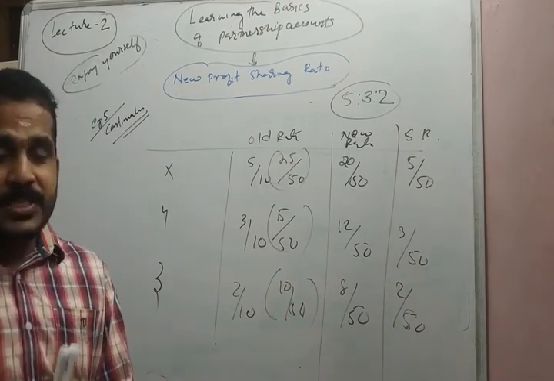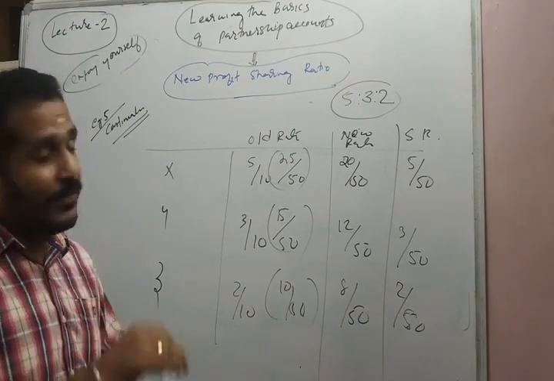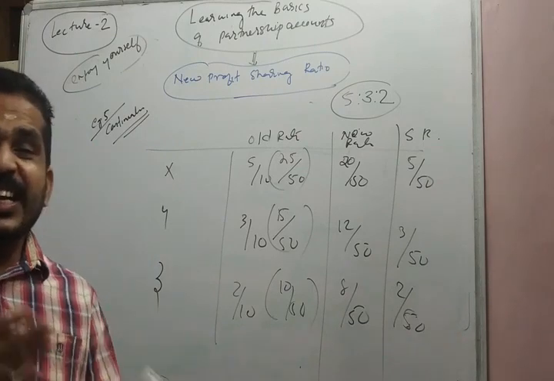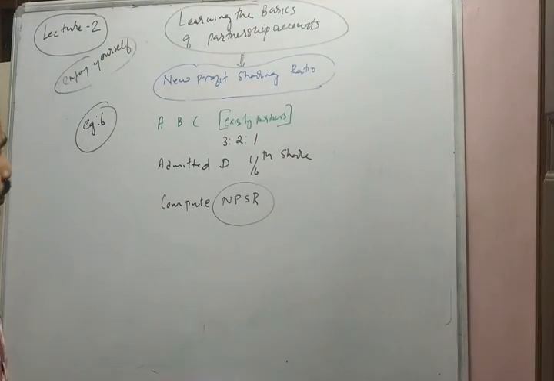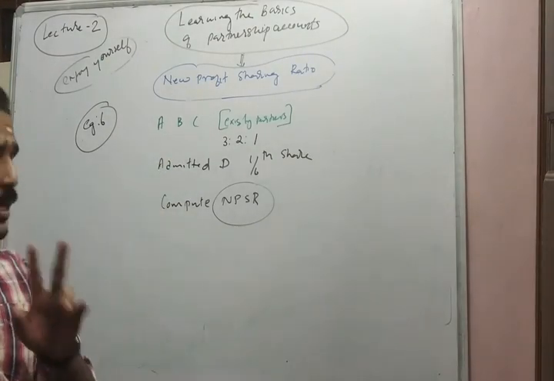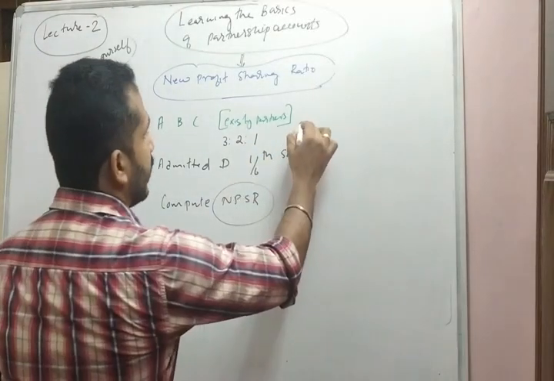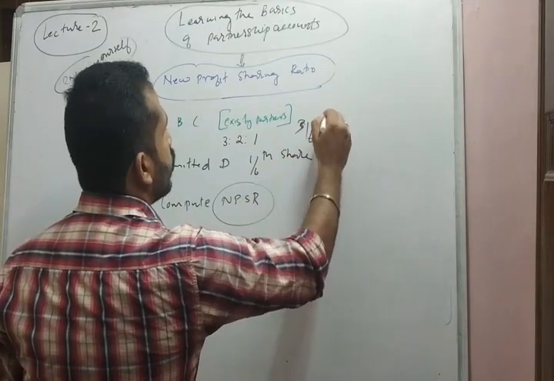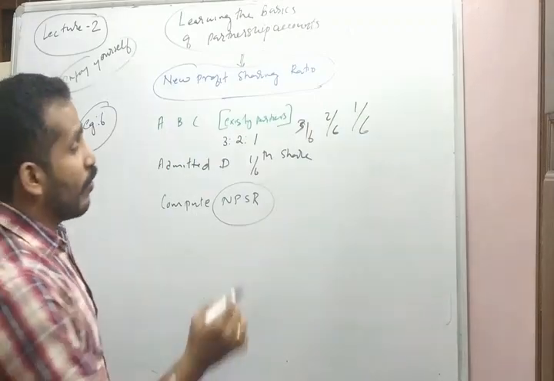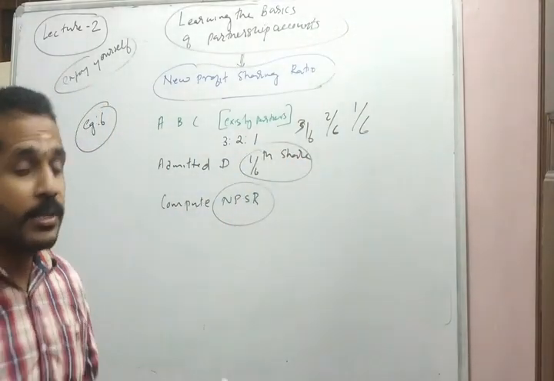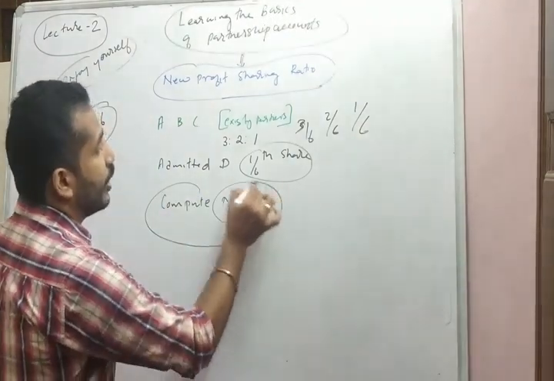So this is the simplest formula for arriving at the new profit sharing ratio and also deriving the conclusion on the sacrificing ratio. Moving to the sixth illustration, example 6. A, B, C are three existing partners sharing profits and losses in the ratio of 3:2:1. That is 3/6, 2/6 and 1/6. They admitted D into the partnership for 1/6 share, and the sacrificing ratio of the existing partners is not given in the question. Compute the new profit sharing ratio.